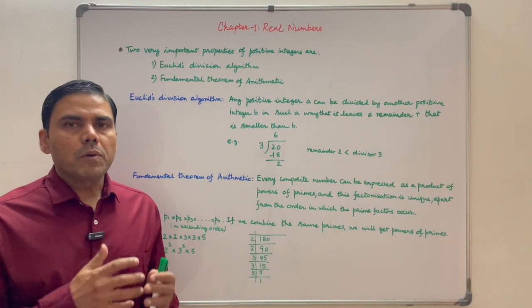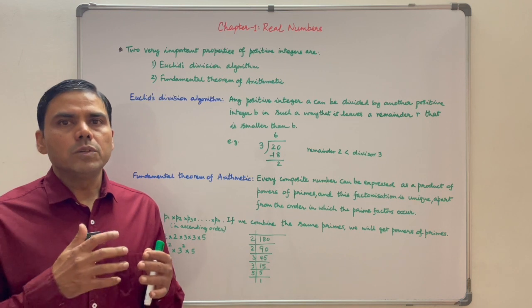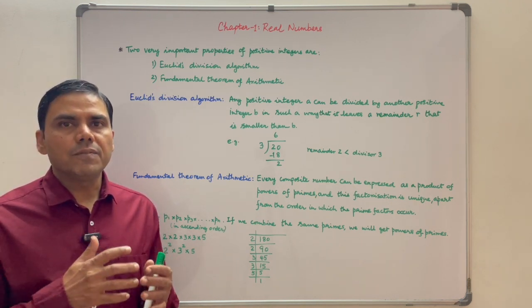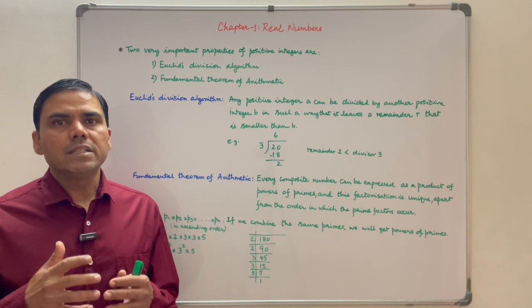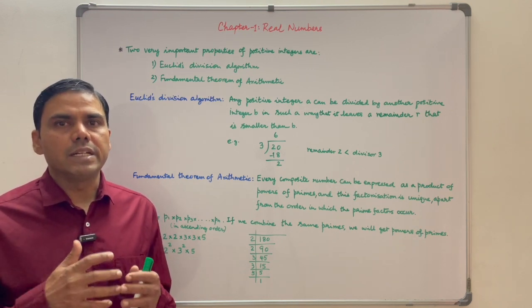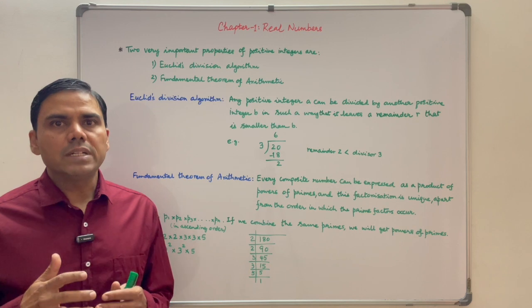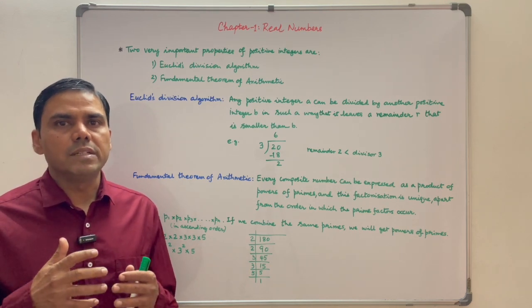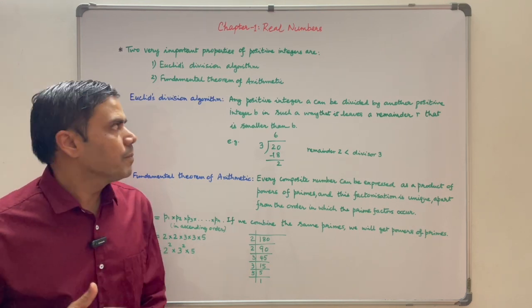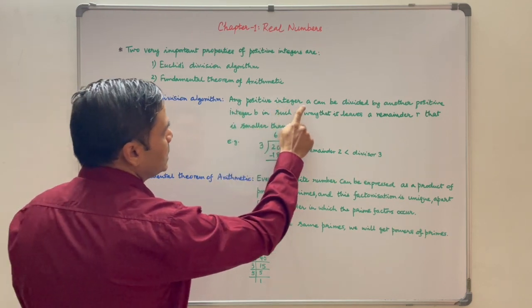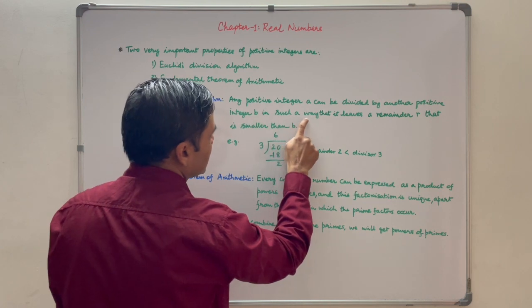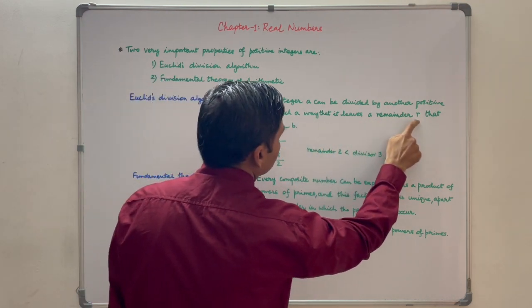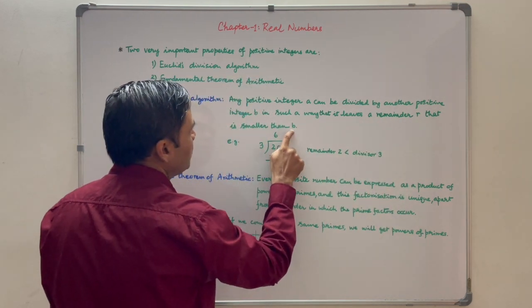Two very important properties of positive integers are Euclid's division algorithm and the fundamental theorem of arithmetic. In this chapter, we will study the fundamental theorem of arithmetic in detail. However, it is worth taking a quick look at Euclid's division algorithm. Let us see. Any positive integer a can be divided by another positive integer b in such a way that it leaves a remainder r that is smaller than b.